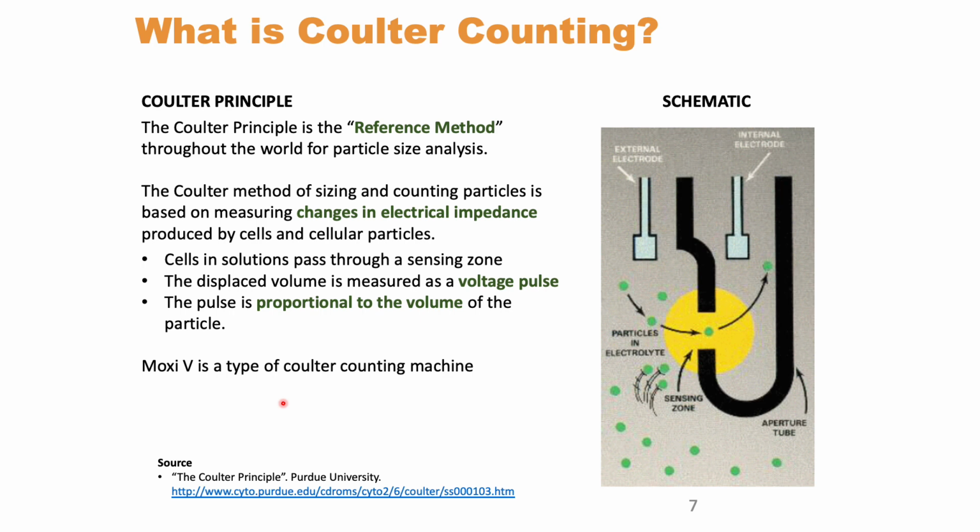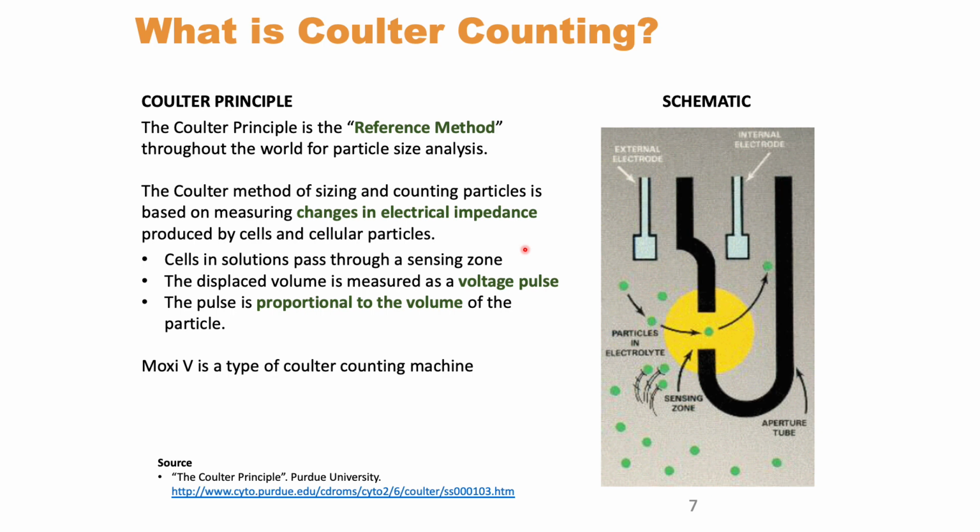An application of flow cytometry is culture counting. Culture counting is the reference method throughout the world for particle size analysis. So we can use culture counting to analyze the size of particles. The culture method of sizing and counting particles is based on measuring changes in electrical impedance produced by cells and cellular particles.